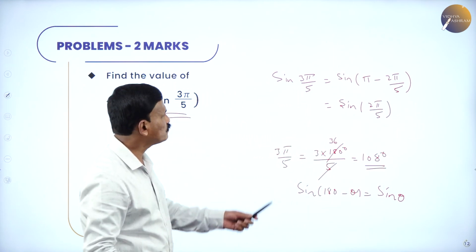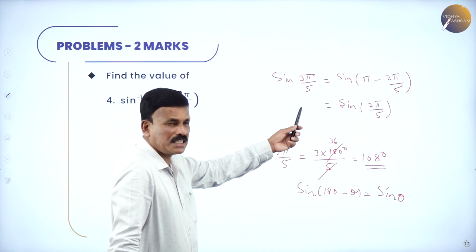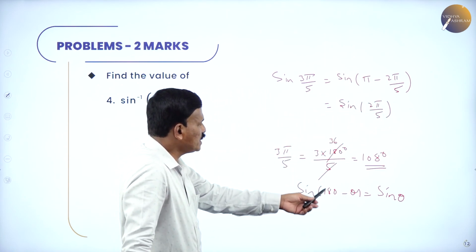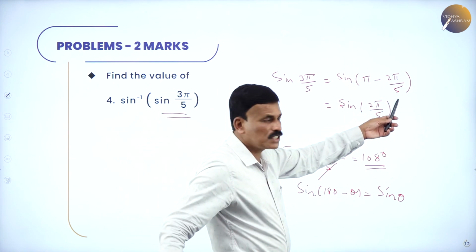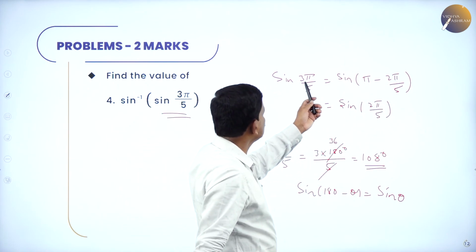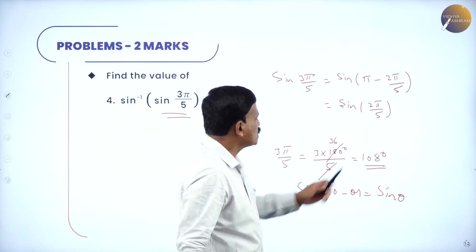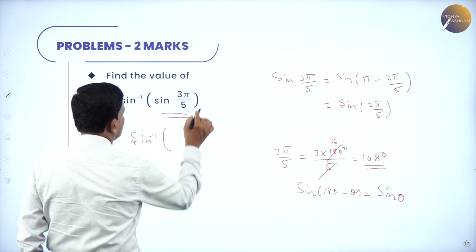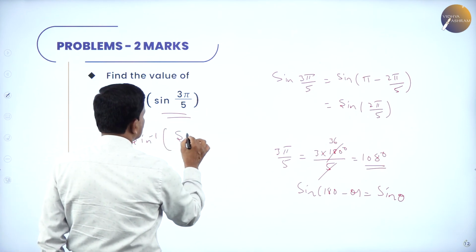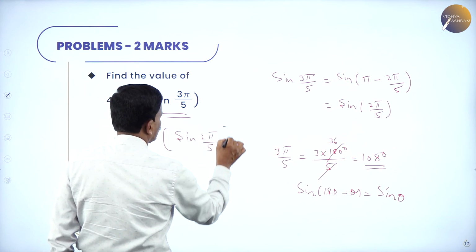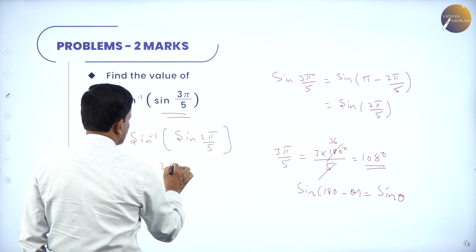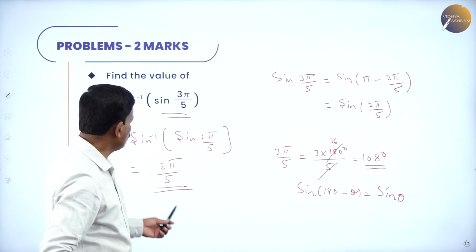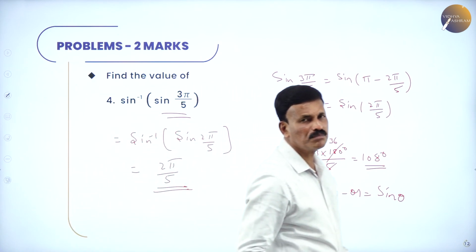Listen to me. Sine 3 pi by 5 can be written as sine of pi minus 2 pi by 5. That is, sine 180 minus theta is equal to sine theta. If you simplify this, 5 pi minus 2 pi is 3 pi by 5. So sine inverse of sine of 3 pi by 5 can be written as sine inverse of sine of 2 pi by 5. Sine inverse gets cancelled. This is equal to 2 pi by 5, the simplified answer.